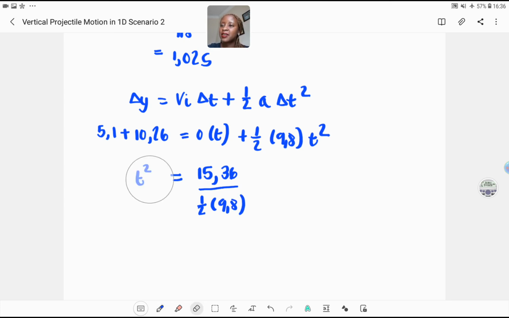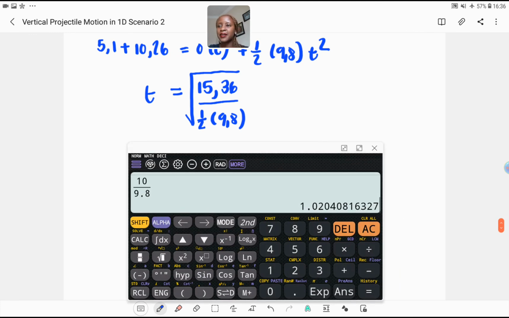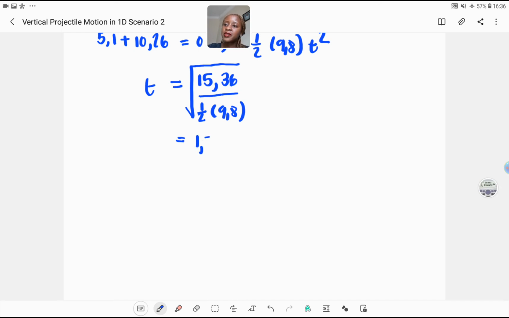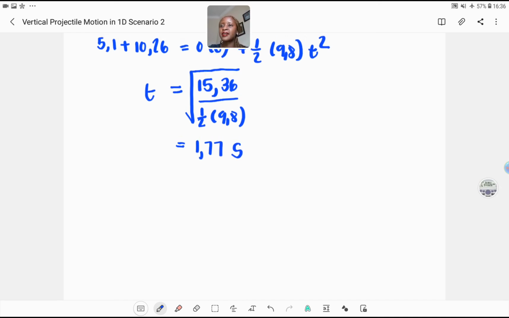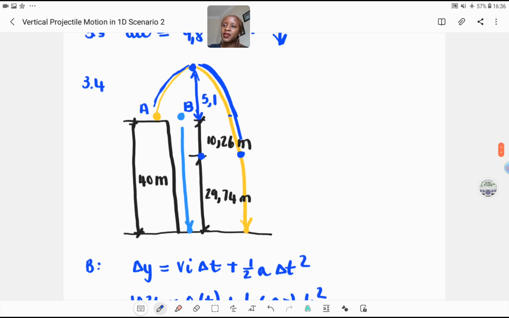Okay, actually, if I want t, I can root that. All right, so let's just plug this in the calculator and let us see what we get. Okay, 15.36 over a half times 9.8, and that is 1.77. All right, 1.77 seconds. And guys, that is just this one over here.